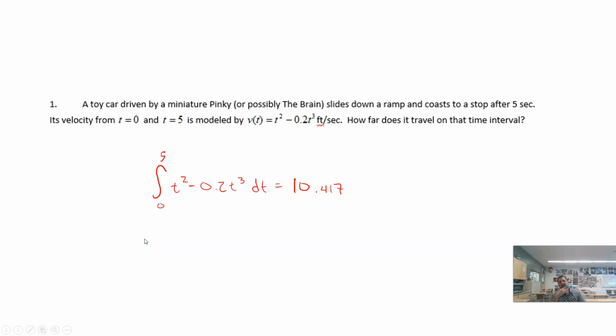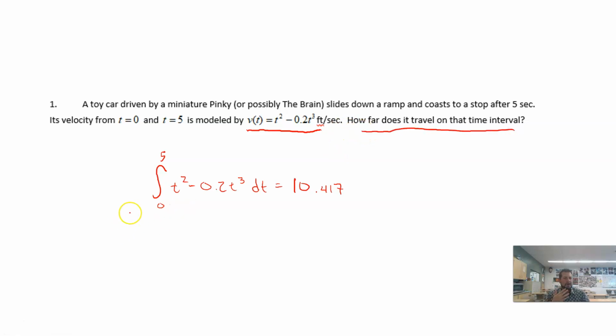On number 1, it says a toy car driven by a miniature Pinky or possibly the Brain slides down a ramp and coasts to a stop after 5 seconds. From time equals 0 to time equals 5, its velocity is modeled by this. Now again, you can see that that's a velocity equation. I want to know how far does it travel on that time interval.